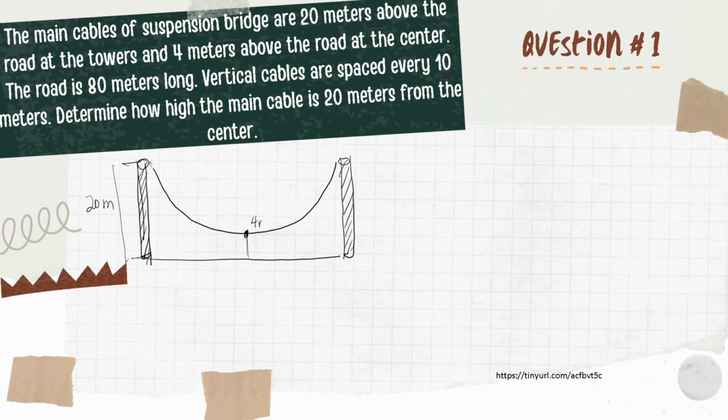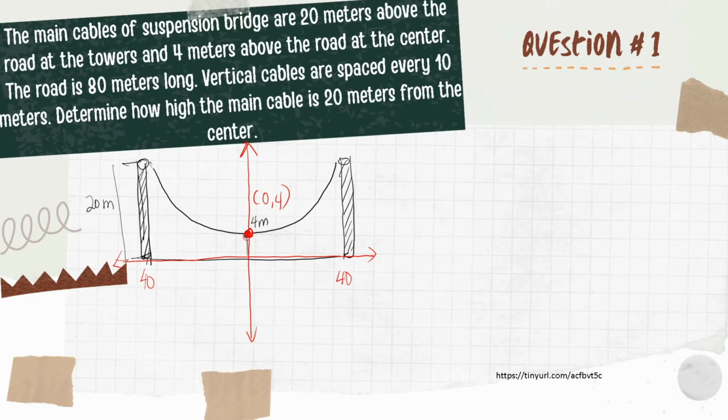So, 4 meters. Let's put a Cartesian plane here. The lowest point of the cable will be the vertex of the parabola, so that is (0, 4). It says the road is 80 meters long. Since it is symmetrical, 80 meters means this side is 40 and this side is also 40.